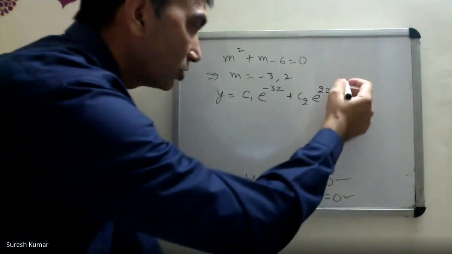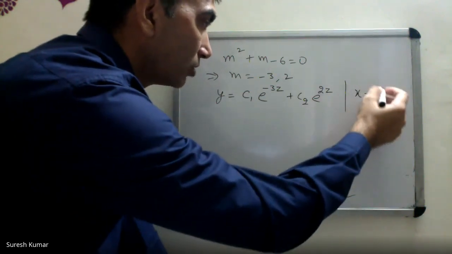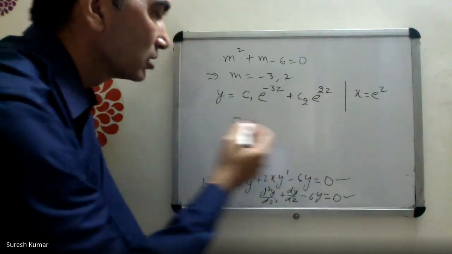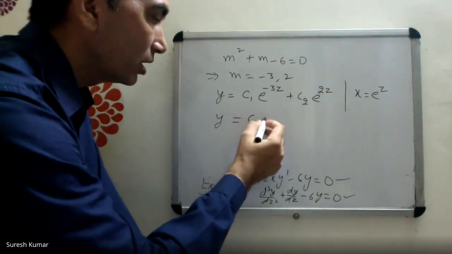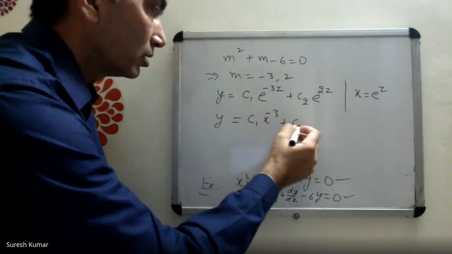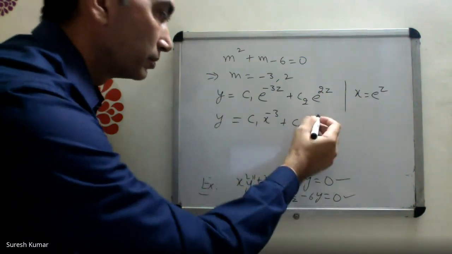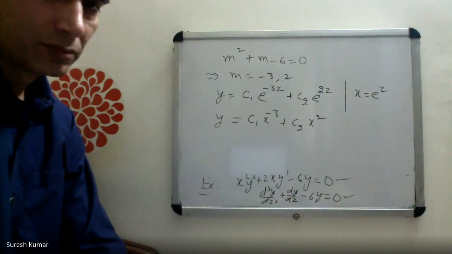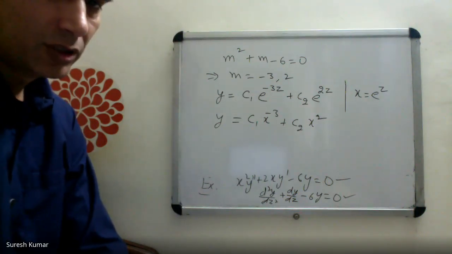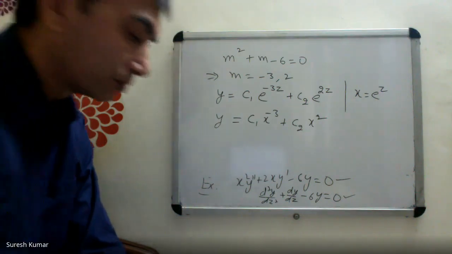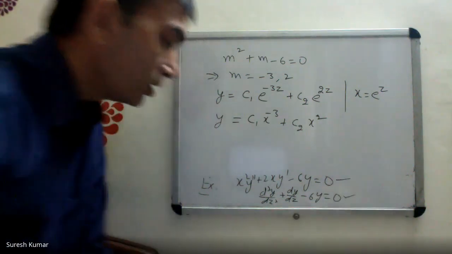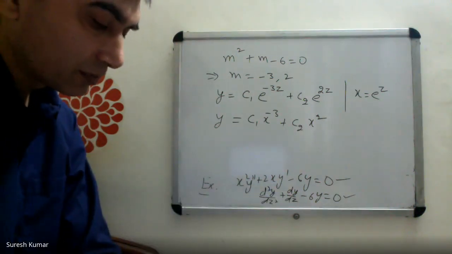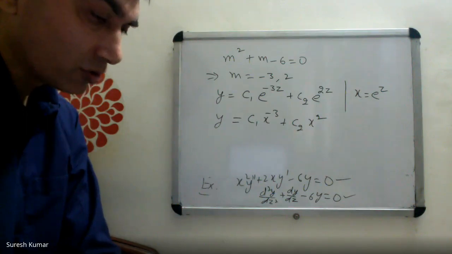And what is your transformation? x equal to e power z. It means you can replace e power z by x. So the final solution is C1 x power -3 plus C2 x square. So it's easy. Once you see the format of the equation, you can apply the transformation and find the solution.